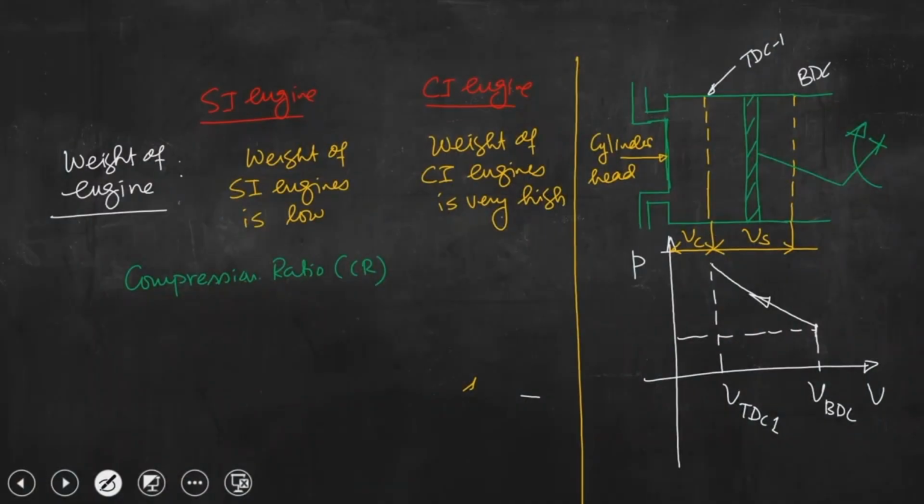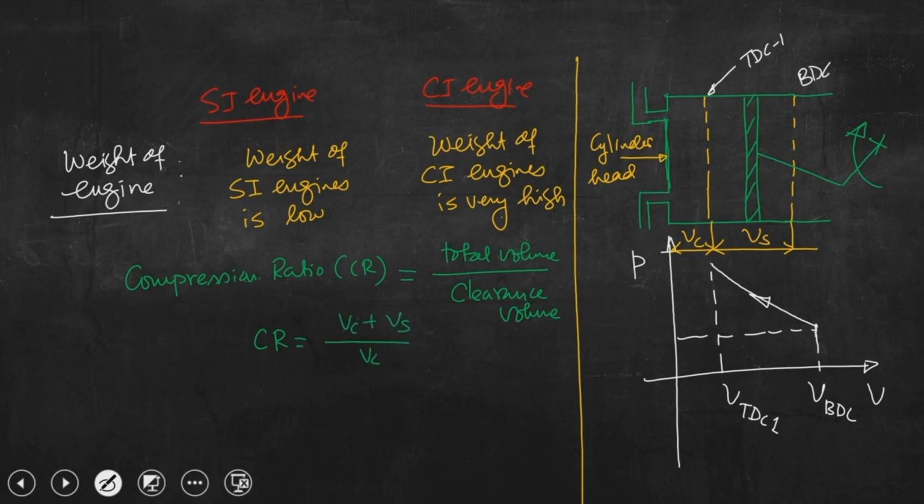Compression ratio is defined as the ratio of total volume by the clearance volume. So, that means CR equal to Vc plus Vs divided by Vc, that is 1 plus Vs by Vc. So, the total volume is Vs plus Vc, clearance volume is Vc, and this is 1 plus Vs upon Vc. Now, let us consider another case.